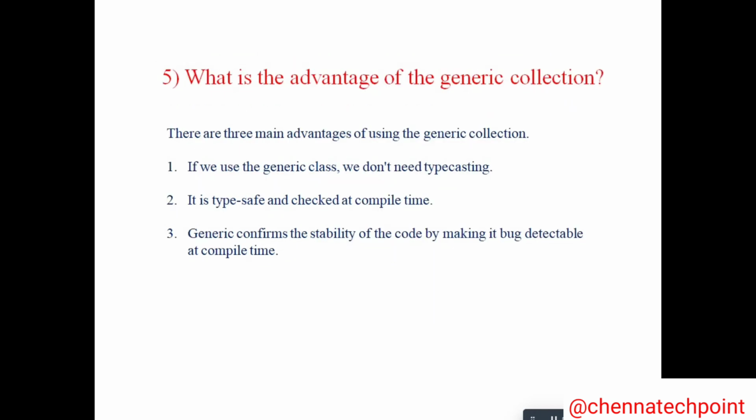Next one. What is the advantage of the generic collections? There are three main advantages of using the generic collections. If you use the generic class, we do not need typecasting. It is type safe and checked at compile time. Generics confirm the stability of the code by making the bugs detectable at compile time. It will detect the bugs at compile time. These are the advantages of the generic collections.